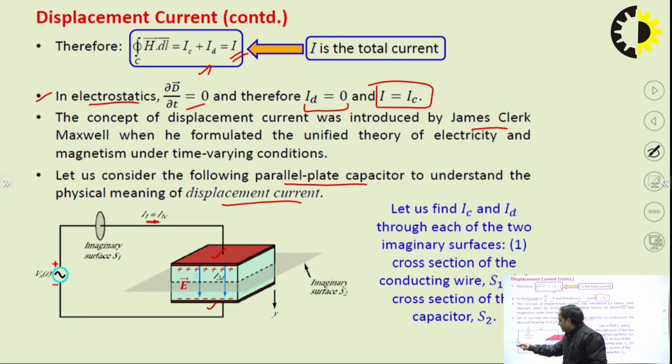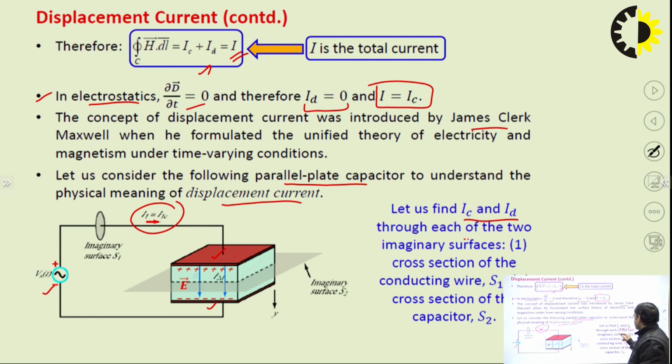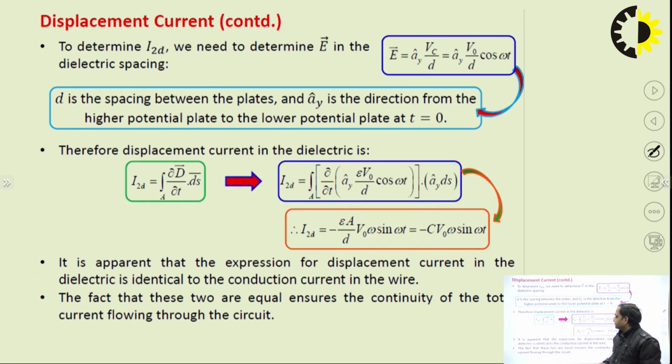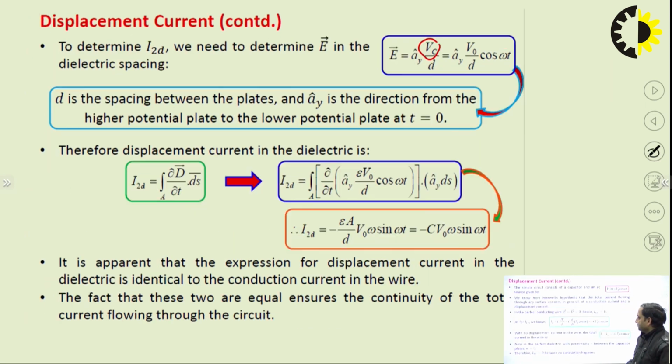When we connect these two plates, plate 1 and plate 2, to the voltage source, the current flowing into it, I1, passes through the imaginary surface S1. So let's find IC and ID through each of the two imaginary surfaces, S1 and S2, and the cross section of the conducting wire. Here E is equal to VC upon d, and we can put VC equal to V0 cos omega t.